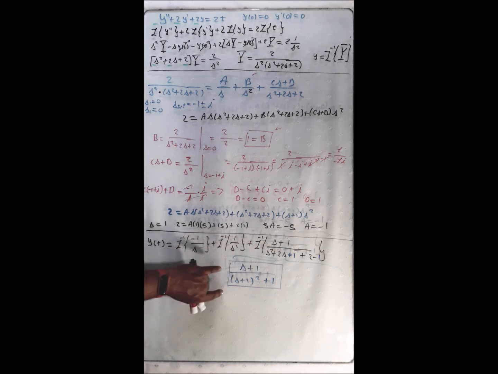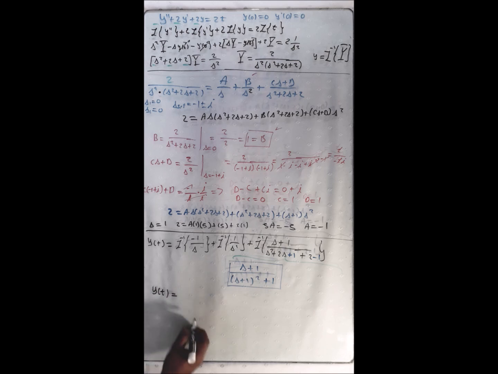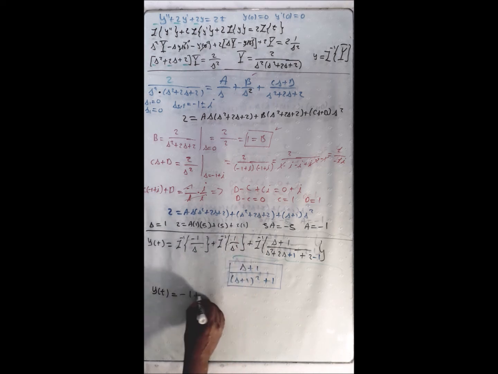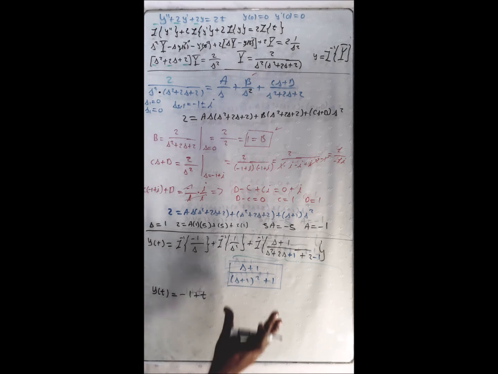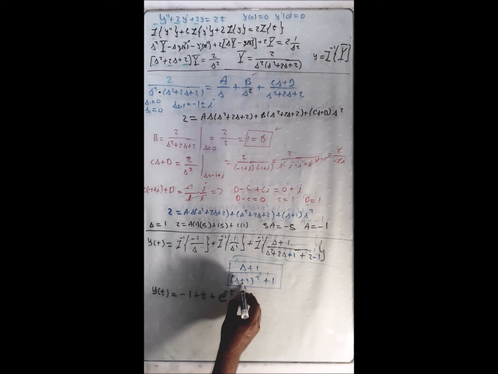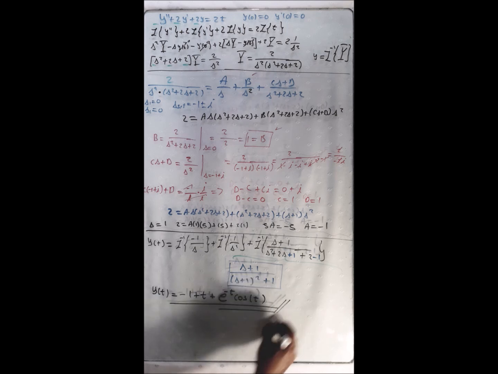It's the same. Now this looks like the exponential times the cosine. Okay, so let's find the final result. Y of t is equal to minus 1, that is the Laplace inverse of 1 over s, and the Laplace inverse of 1 over s squared is going to be plus the value of t, and the Laplace inverse of this is going to be plus exponential of minus t times cosine of t, and this is the final result, the solution of the differential equation.